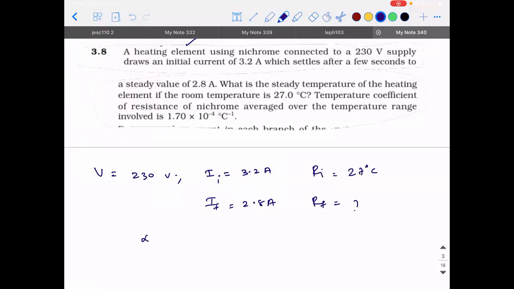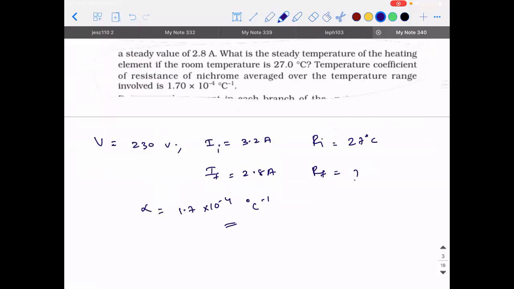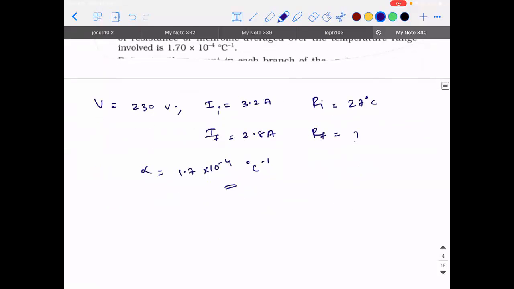Temperature coefficient of resistance is 1.7 into 10 power minus 4 per degree Celsius. Again, I made a mistake. Wait. T initial is 27 degrees Celsius. T final is what we need to find. So how to solve this, guys?